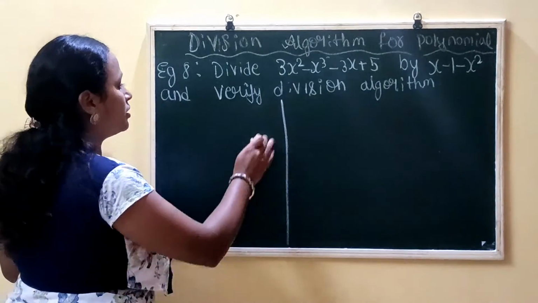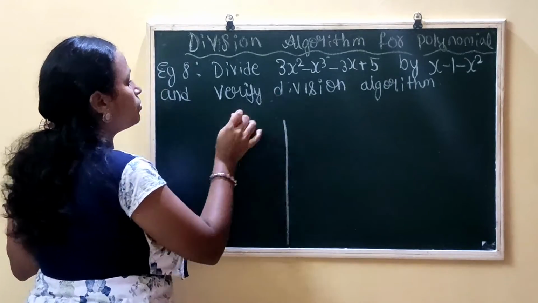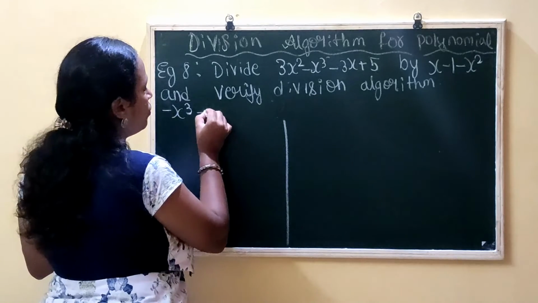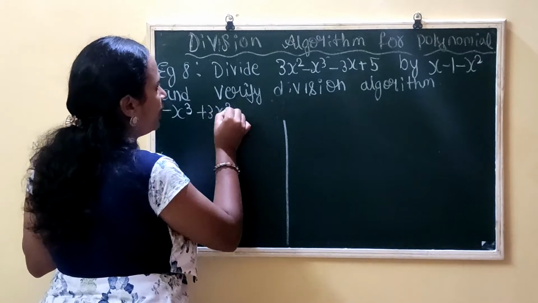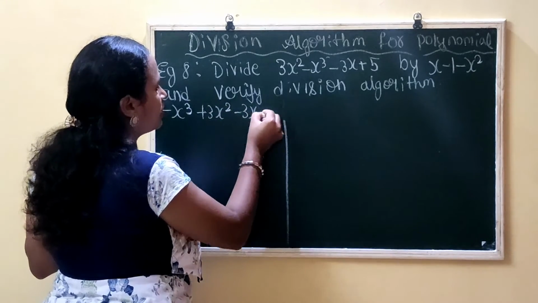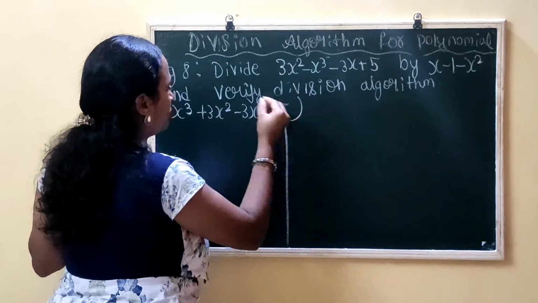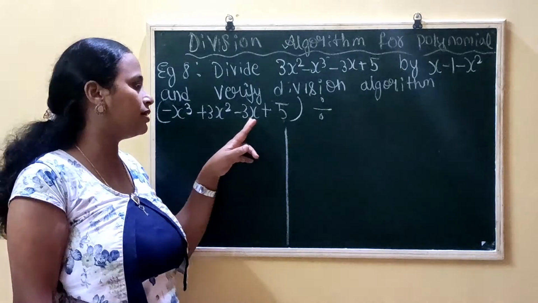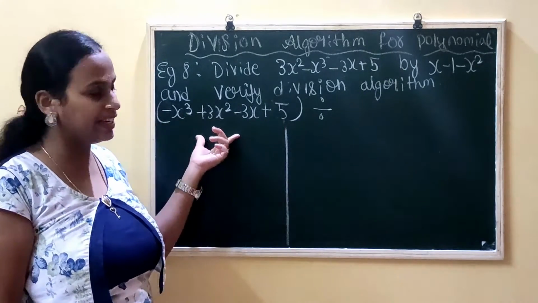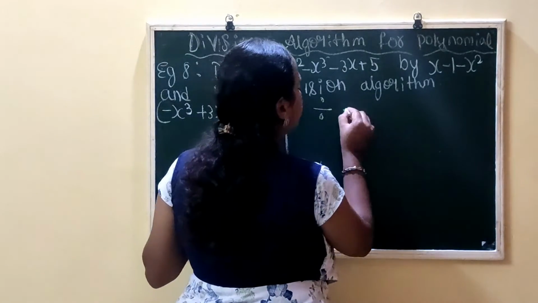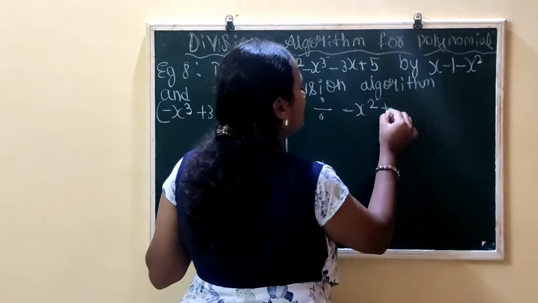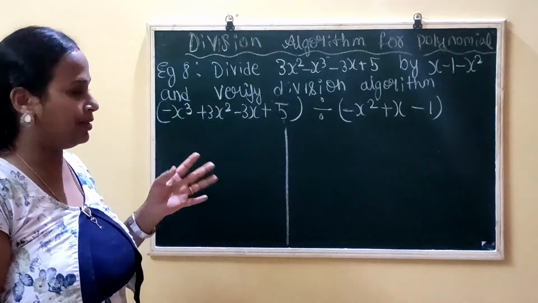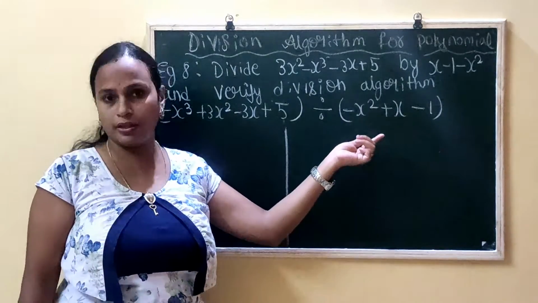So we need to arrange that. How do we arrange it? Minus x cube followed by 3x square minus 3x plus 5. So minus x cube plus 3x square minus 3x plus 5 will be the dividend, and the divisor will be minus x square plus x minus 1. So this is the dividend and this is the divisor.